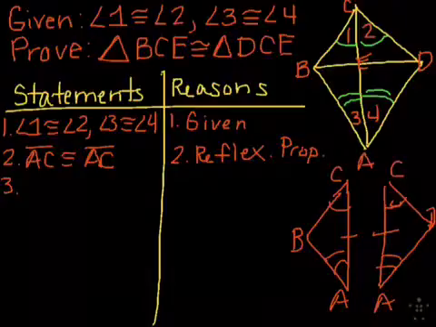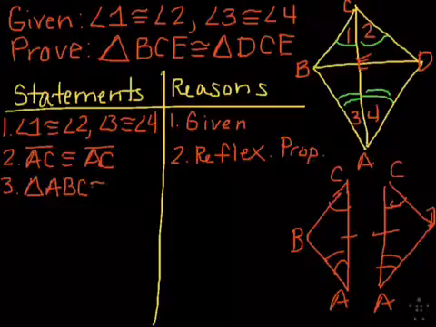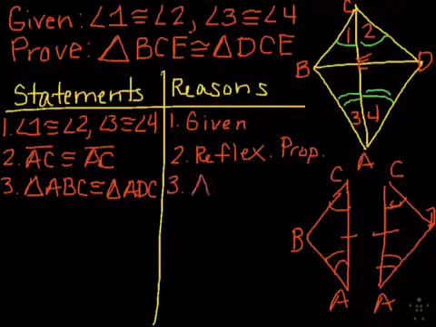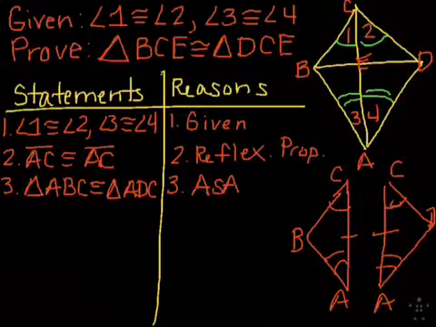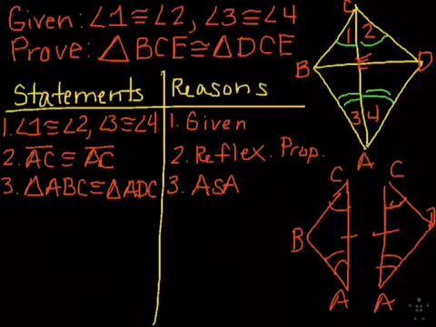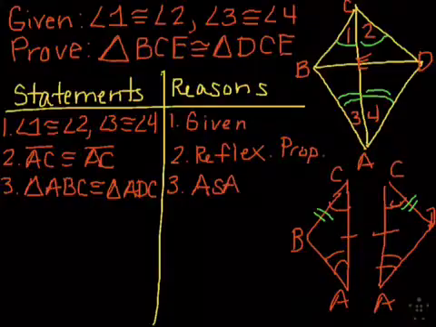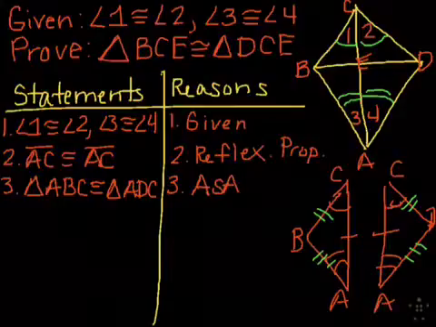So I know that triangle ABC is congruent to triangle ADC by angle, side, angle. As a result, I know, because these triangles are congruent, that the corresponding parts are congruent. So I know that BC is congruent to DC, and I know that BA is congruent to AD. All right, so I'm going to use that to help prove other things.